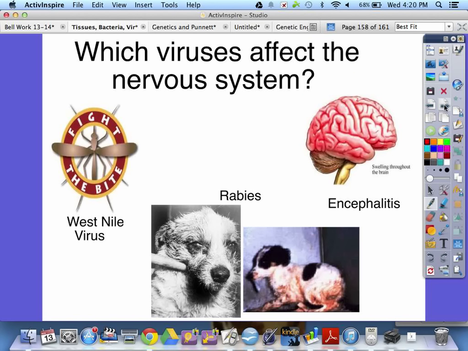Some viruses can affect the nervous system, like the West Nile virus, rabies, and encephalitis. This is what we were looking at in that Monsters Inside Me video of the lady that had the parasite in her brain. The swelling was encephalitis. Now, rabies affects the nervous tissue of animals and humans as well. And the West Nile, same thing. These are the three main ones that affect the nervous system.